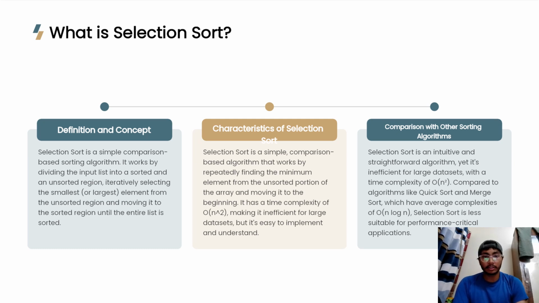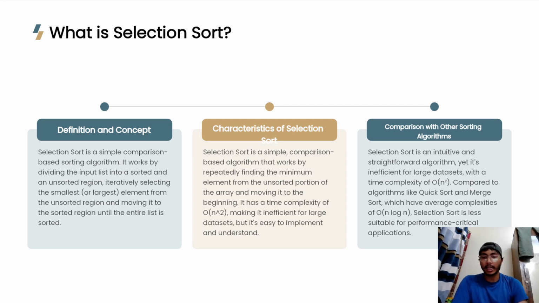Characteristics of selection sort. Selection sort is a simple comparison-based algorithm that works by repeatedly finding the minimum element from the unsorted portion of the array and moving it to the beginning. It has a time complexity of O(n^2), making it inefficient for large datasets, but is easy to implement and understand.